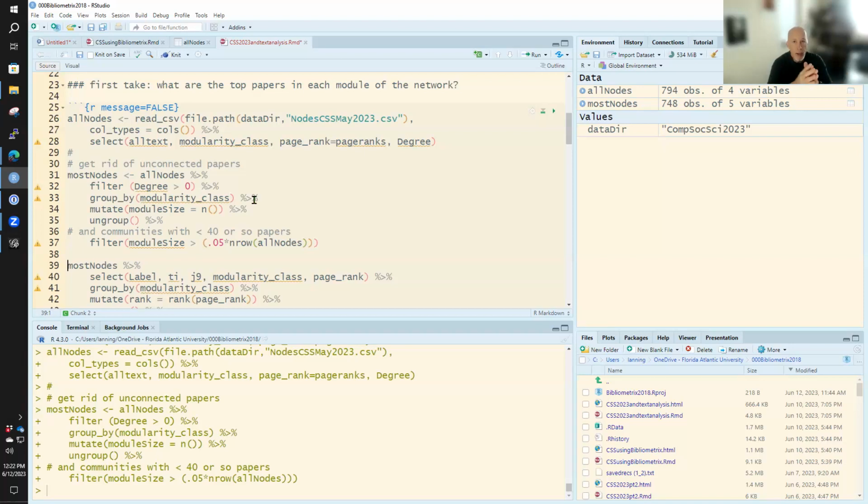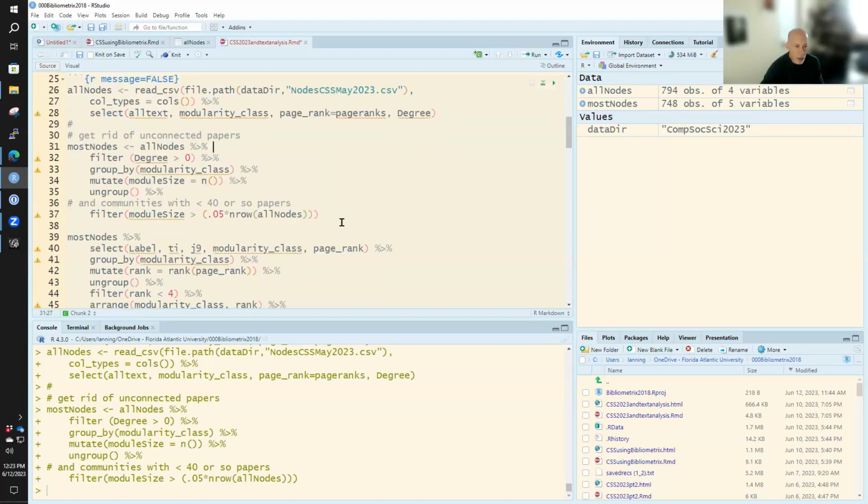And the group by command in R just allows us to look at one subset of the data at a time. And so what we're doing is we're just counting the number of papers in each of these modules. And then we're going to drop the small modules. And when we do that, we lose 46 of the papers. So that's fine. We're just getting rid of the smaller communities.